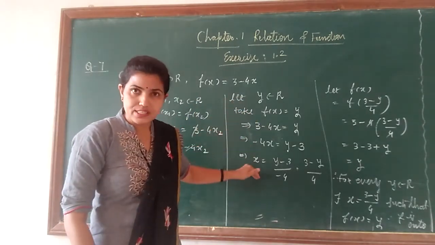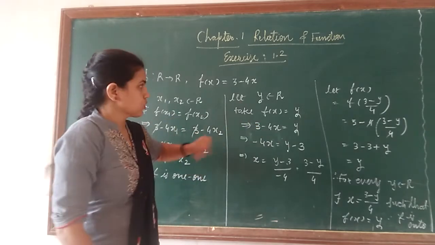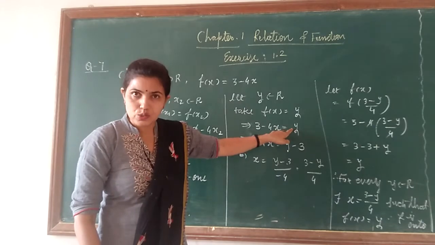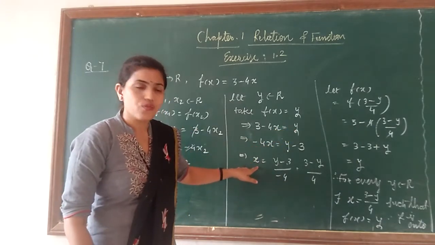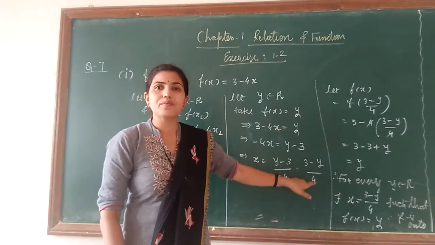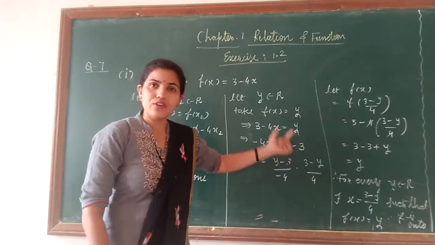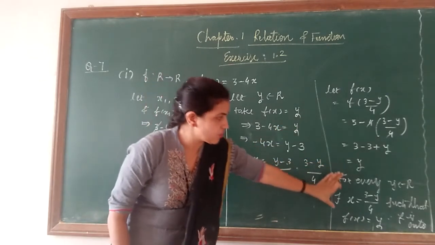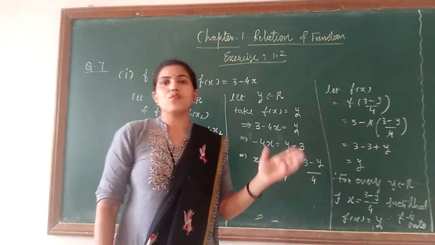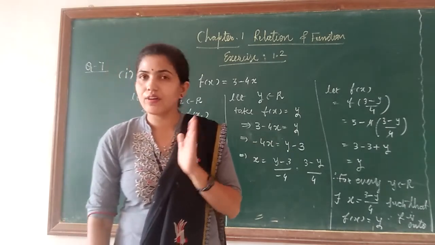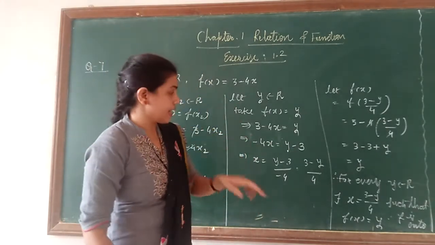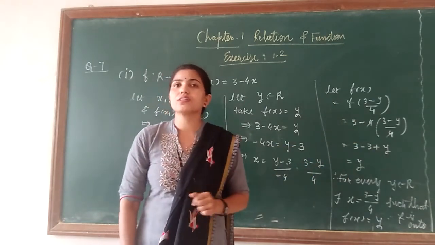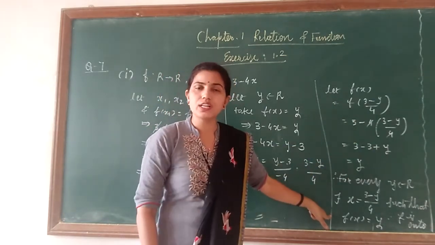But this one will be easier to understand as well as to express. So f of x is equal to y. So 3 minus 4x is equal to y. So you can convert it in terms of x. So x is equal to (3 minus y) by 4. And as we have derived this x from f of x is equal to y, you can write down this step directly. That means for every y belongs to R, there exists x of the type (3 minus y) by 4, such that f of x is equal to y, and therefore our function is onto.